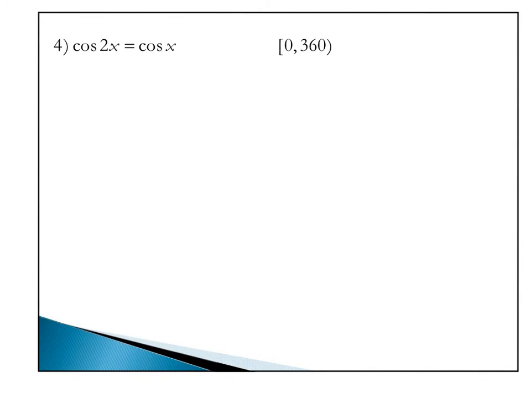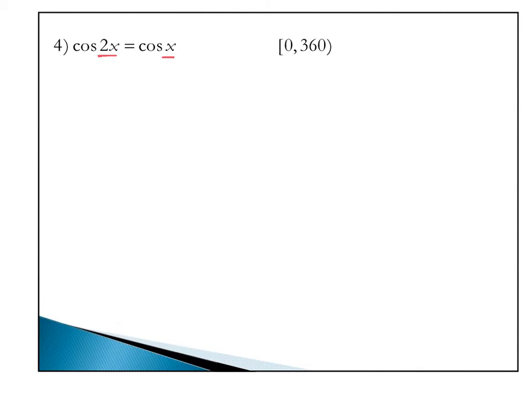At first glance, you probably want to take your interval of 0 to 360 and double it to get 0 to 720. However, that is not what you want to do. And the reason why is because this problem not only has a cosine 2x, but it also has a cosine x. And we cannot solve our problem if we don't have the same variable in all of those trig functions. We just don't know how to handle that.